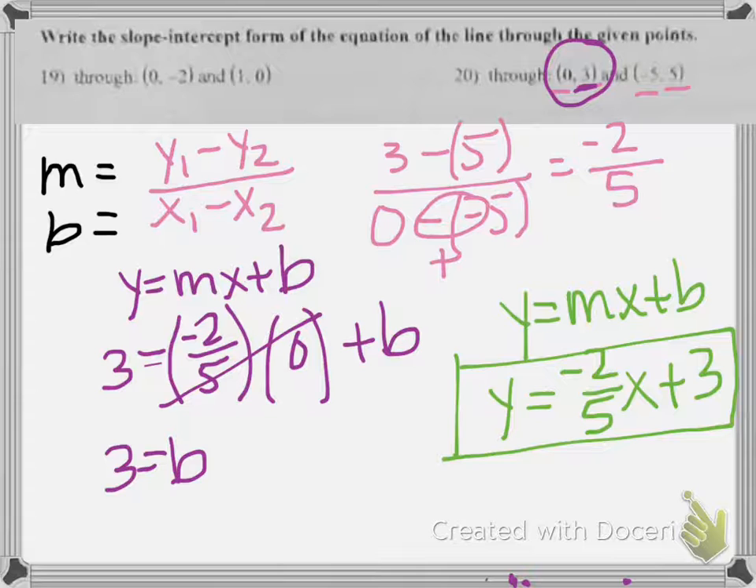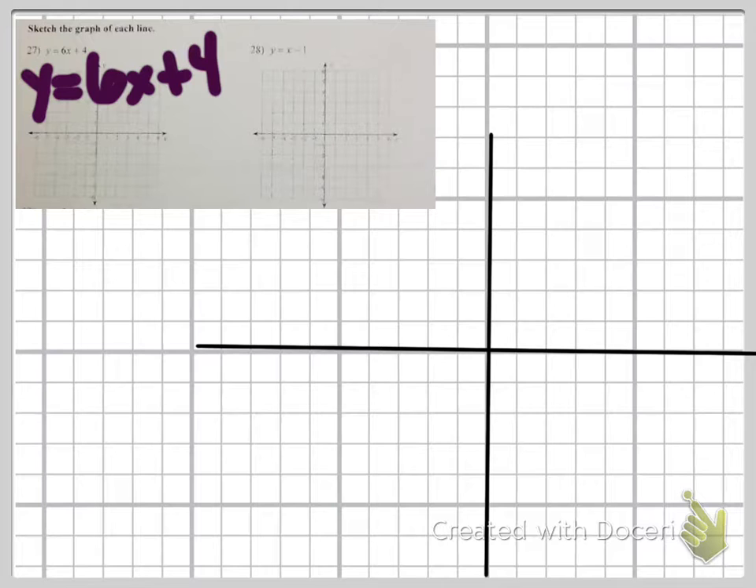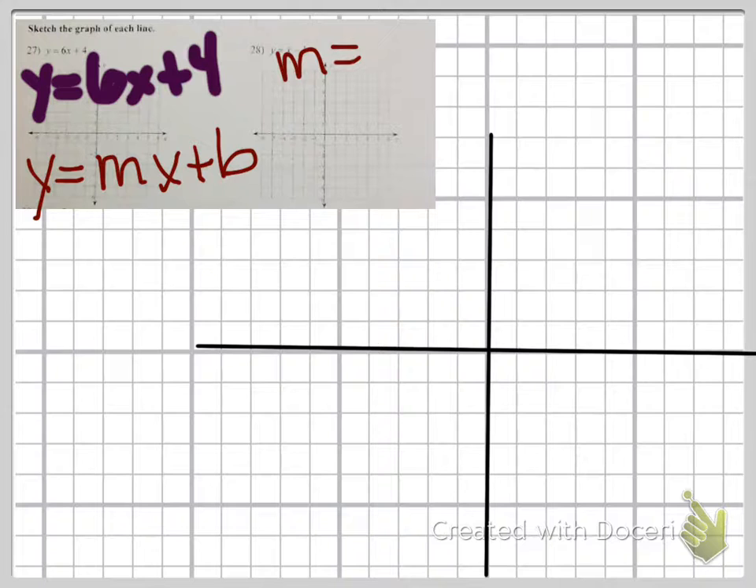Alright, so we're going to go ahead and move to question number 27, where we actually have to sketch the graph of each line. When I'm sketching a graph of a line, here I'm told on number 27 that y is equal to 6x plus 4. That's written in slope-intercept form, so I want to remind you y is equal to mx plus b. We know that m is our slope, and so for this equation, our m is equal to 6. We know that because it's in front of the x.